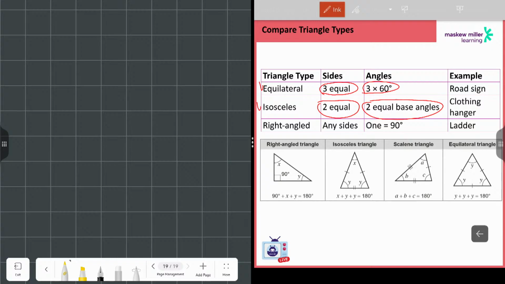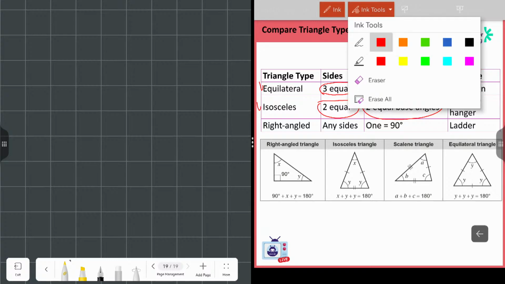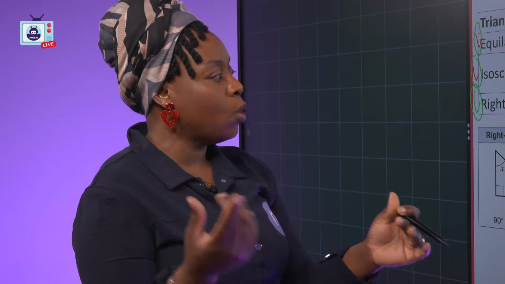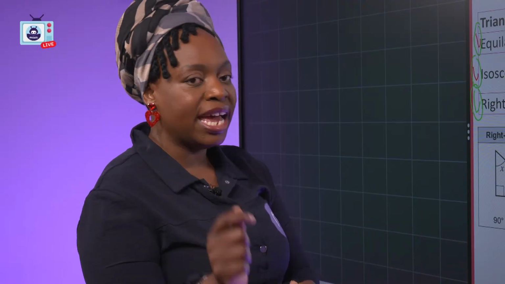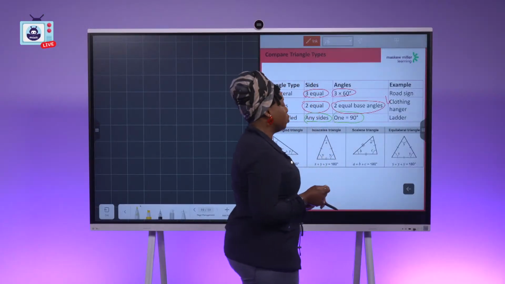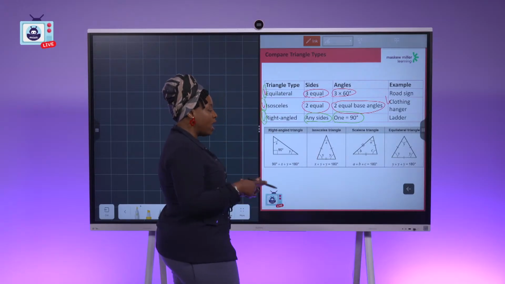And then we used a clothing hanger there to say, just to correct this first one, we did say that it is an equilateral triangle. So that's an equilateral triangle. Then we have our isosceles triangle. Then we have our right-angled triangle. A right-angled triangle can have all sides equal, two sides equal, or none of the sides equal. But what makes a right-angled triangle differ from the rest is that it has one angle that must be equal to 90 degrees. So that is what we need to know.